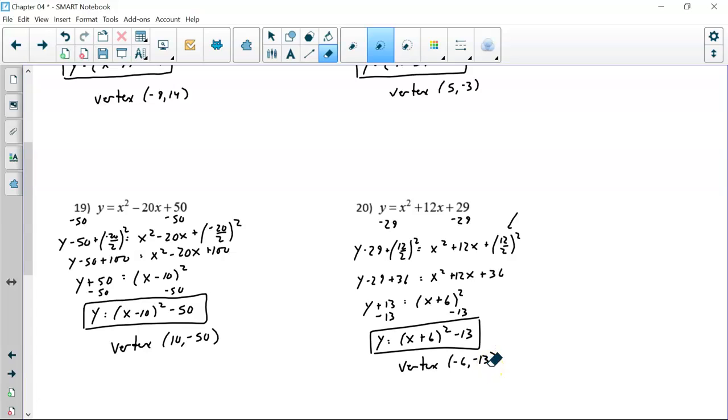Okay, and that was some more completing the square, showing you how completing the square and the quadratic formula are connected, and also how to rewrite from standard form into vertex form using completing the square as well.